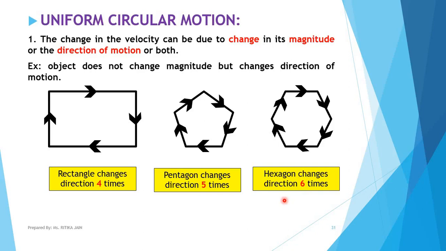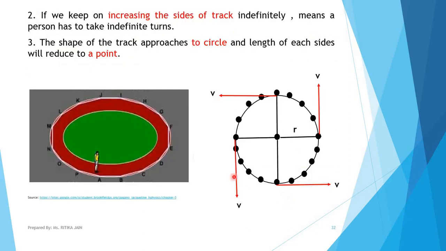Now what if we take a track in which the object has to change the direction at a single instant? If we keep on increasing the sides of the track indefinitely, means a person has to take indefinite turns, means at each point the person has to change the direction, the shape of the track approaches a circle and the length of each side will reduce to a point.